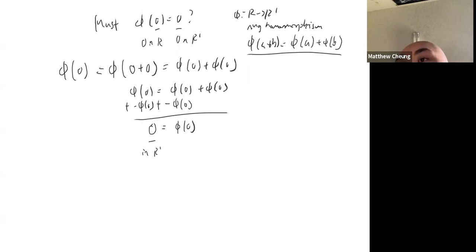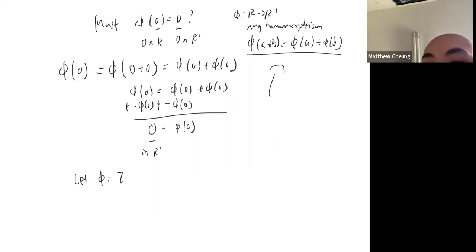Is everyone clear on this? So whenever you have a ring homomorphism, you must map the additive identity to the additive identity of the other ring. I just want to show this to demonstrate how this rule comes into play. Okay, now let's go to the actual question.